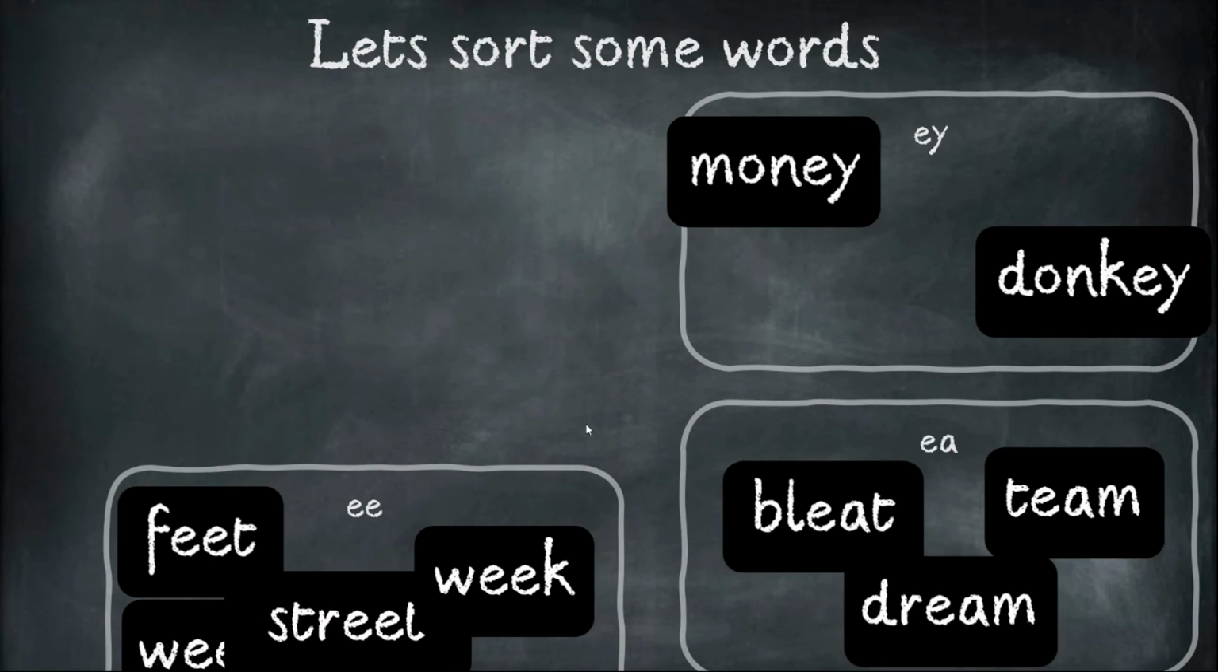We have to start recognizing which word looks right. If I saw the word money with an EE at the end, that wouldn't look right. In fact, if we hear an E sound at the end of the word, it very often is represented by the EY.